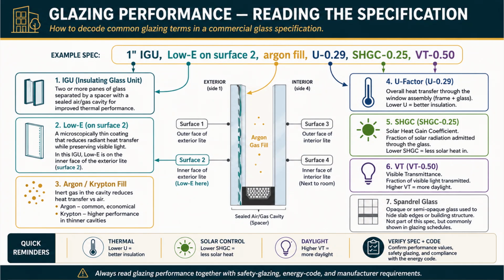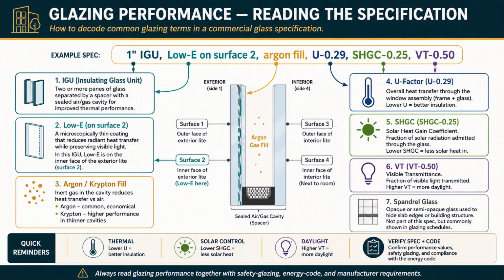And VT 0.50 is visible transmittance, the fraction of visible light transmitted. Higher VT means more daylight, so half the visible light comes through. Notice the tension there. You often want low SHGC to keep heat out, but high VT to let light in, and good low-E coatings are what let you get both.